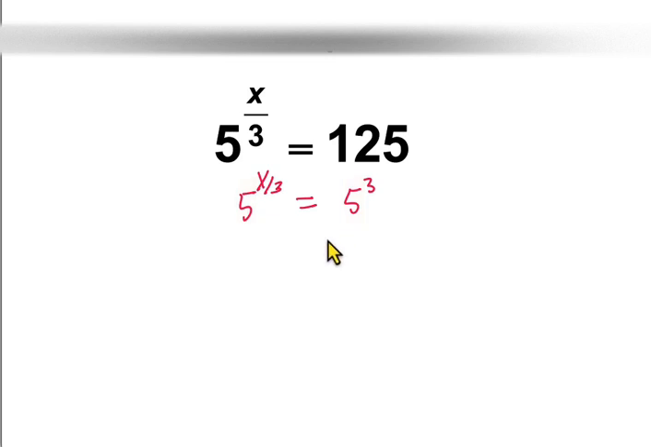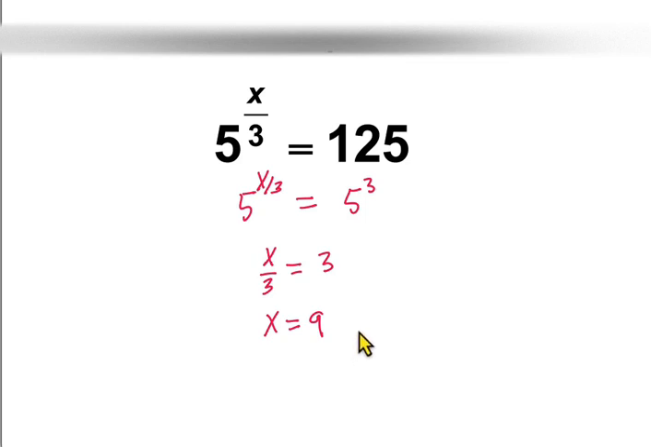When you have an equation like this, simply create an equation using the exponents. Like this, x over 3 equals 3. Solving for x, we multiply both sides by 3 and we get x is equal to 9.